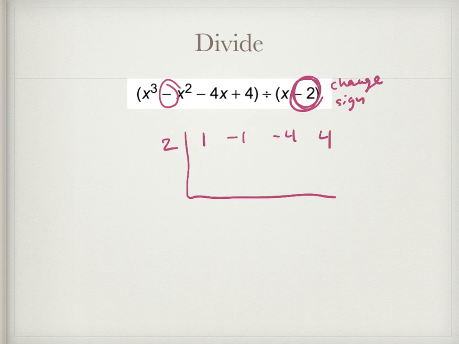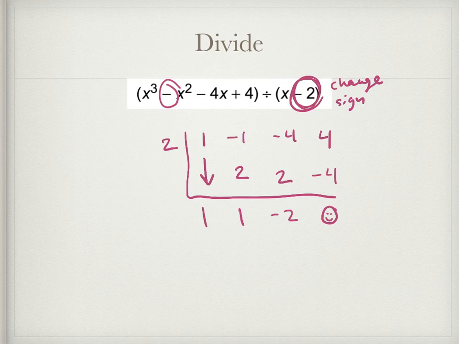What do we do first? Bring down the 1. What's next? Multiply. What's 2 times 1? 2. What's -1 plus 2? 1. What's next? 2 times 1, which is 2. What's -4 plus 2? -2. What's next? 2 times -2 is -4. What's 4 minus 4? 0.